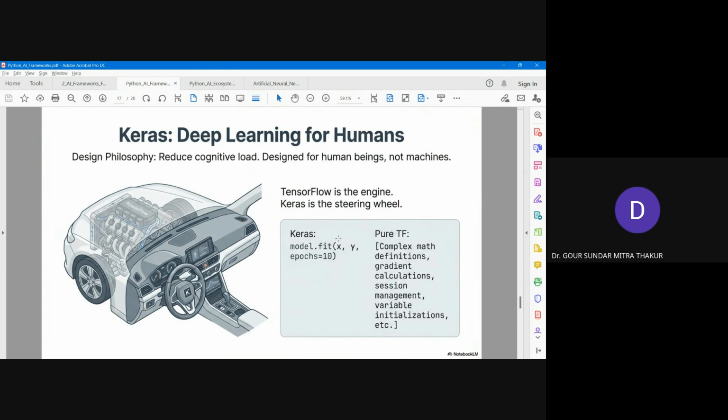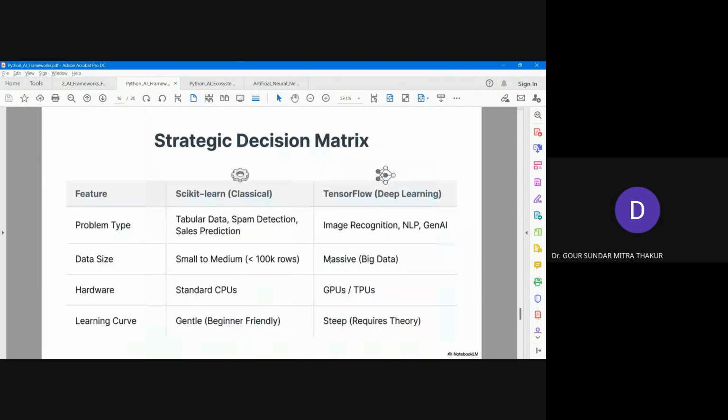And Keras, what I was saying, is a kind of steering. If TensorFlow is the whole engine, Keras is the steering. You know very well that if we had to manually control all the components of the engine, it would be very difficult to drive that car. But with Keras, you can simply write model.fit(x, y, epochs). It directly says: fit the model which you have defined, with x as the input, y as the label, and take 10 iterations. It is so simple. With a single line, you can fit a model to a data set. It also takes care of gradient calculations automatically, session management, and variable initialization.